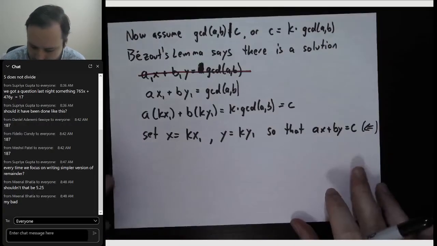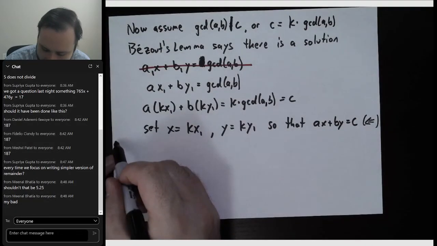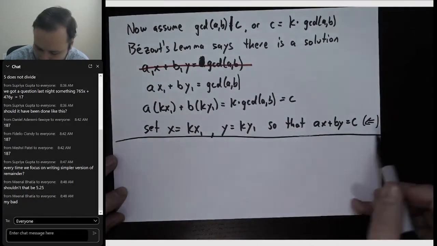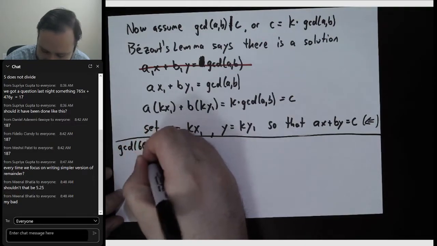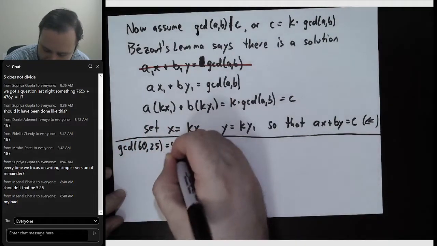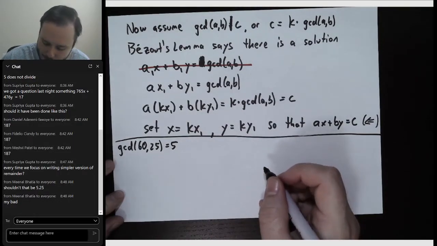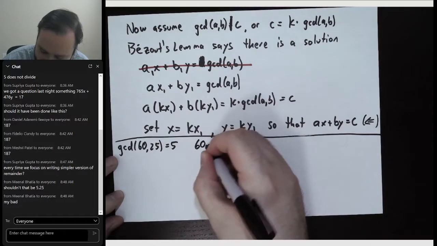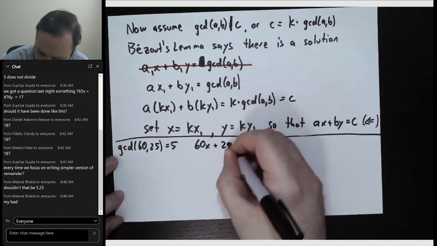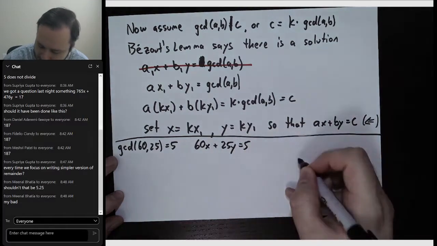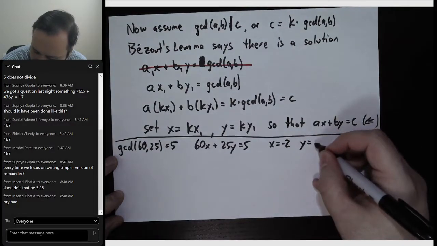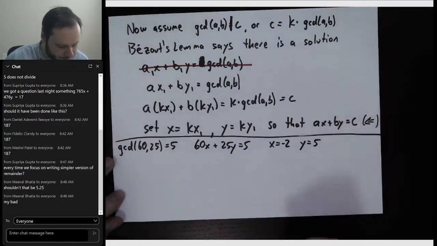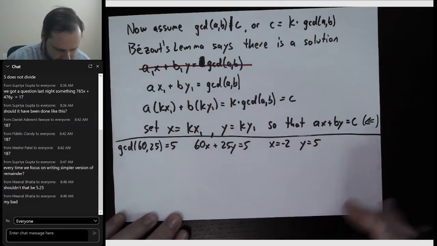So let's jump back a bit. We said that the GCD of 60 and 25 is equal to 5. And we saw that 60x plus 25y equals 5 has the solution x equals minus 2, y is equal to positive 5. Is this the only solution?